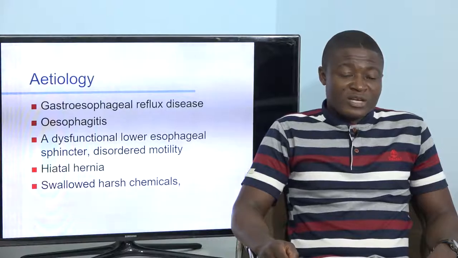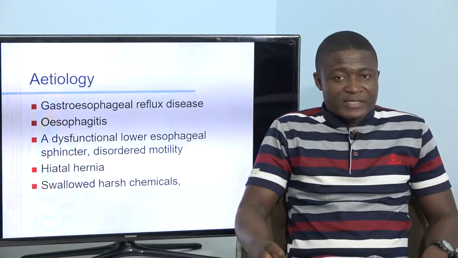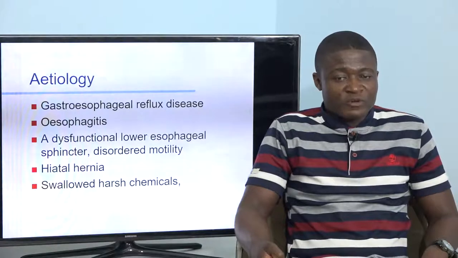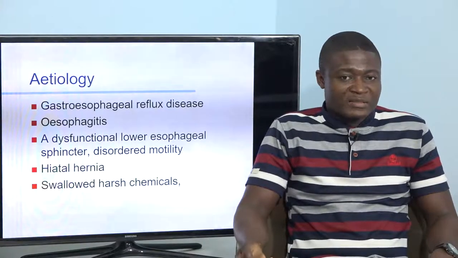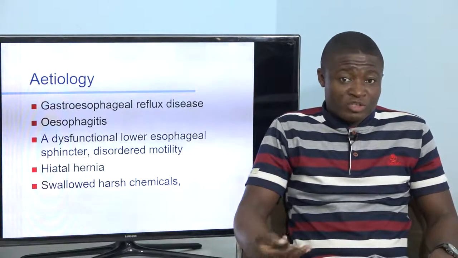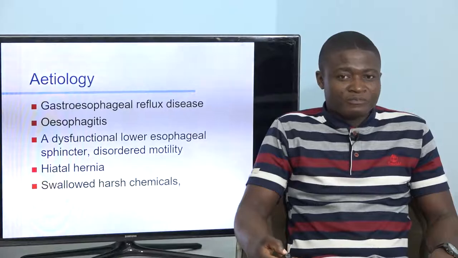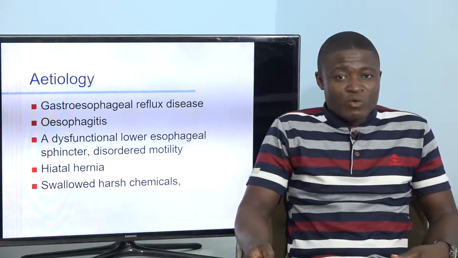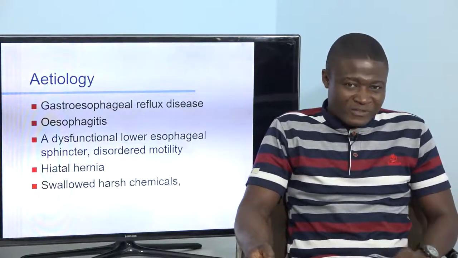Etiology. I told you, etiology means cause. What are the causes of esophageal strictures? Gastroesophageal reflux disease is one of the causative factors. We have esophagitis. Esophagitis is infection or inflammation of the esophagus. Anything could cause it, like a bacterial infection, a harsh chemical that has been swallowed, or a poisonous substance that causes lesions or infection within the esophagus. And this will lead to esophagitis. When this esophagitis eventually heals, it will leave behind fibrous tissues or scars. And this fibrosis will impede the smooth movement of food into the stomach. That is what we refer to as stricture.